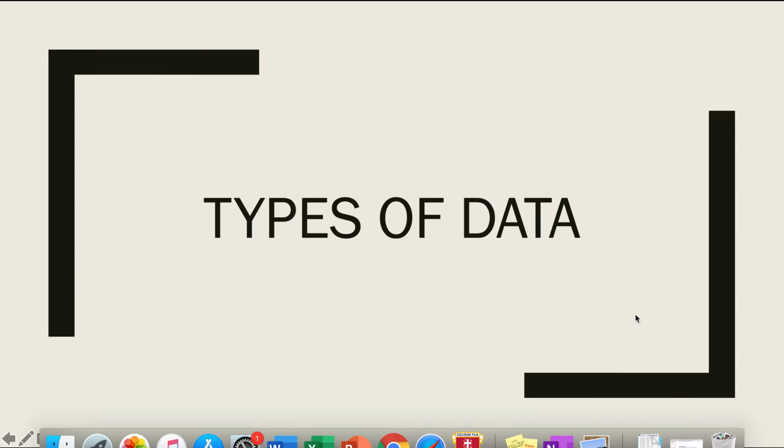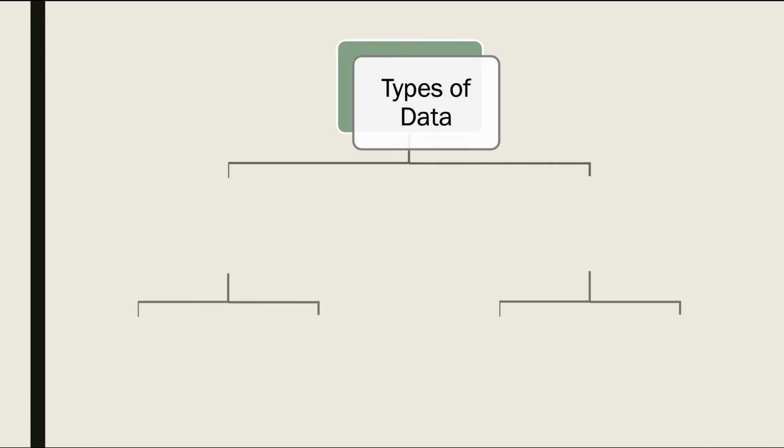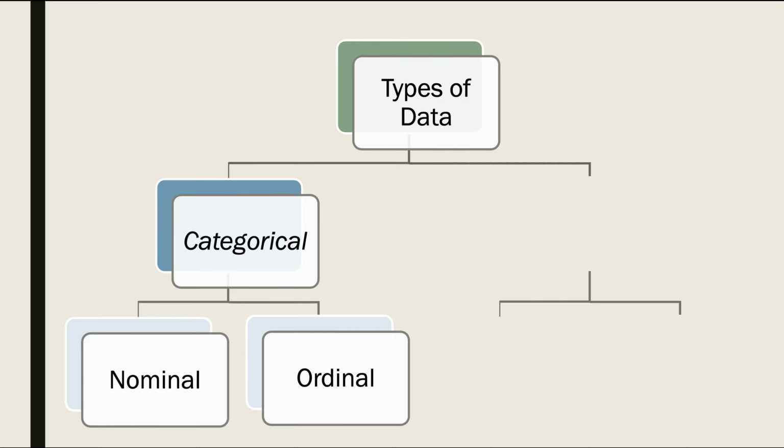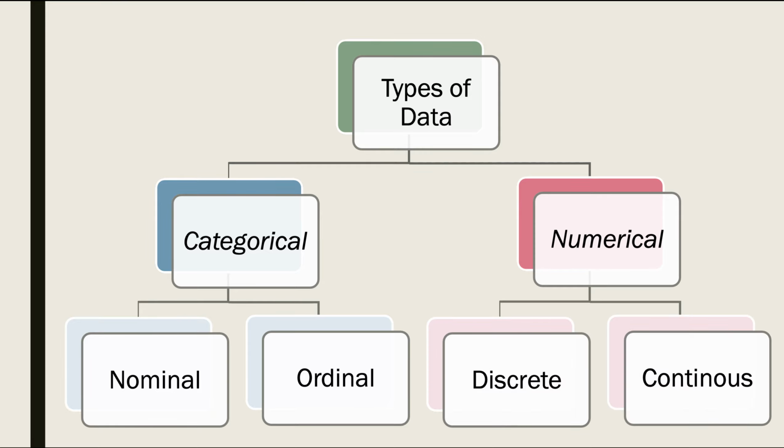Okay, girls, in this video, I'm going to go into a little bit more detail and explain types of data. Remember that we said that there were two types of data. The first one we're going to talk about is categorical data, and categorical data can also be divided into nominal and ordinal. The second type of data is numerical, and numerical can also be divided into discrete and continuous. So I'm going to explain in detail what each one of these means.